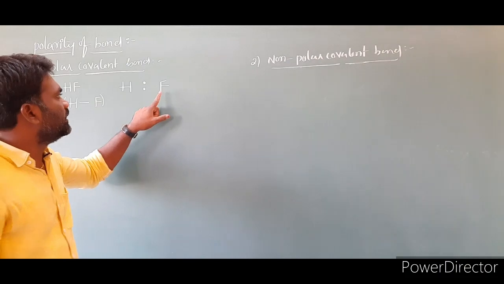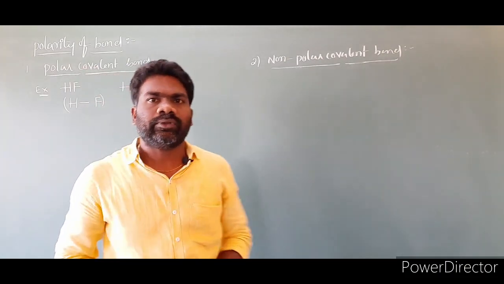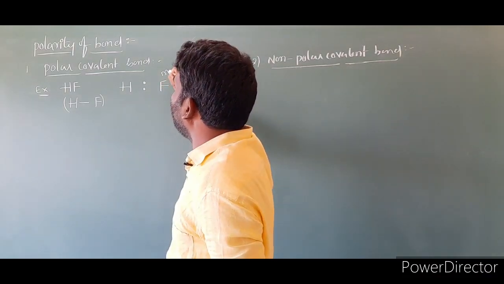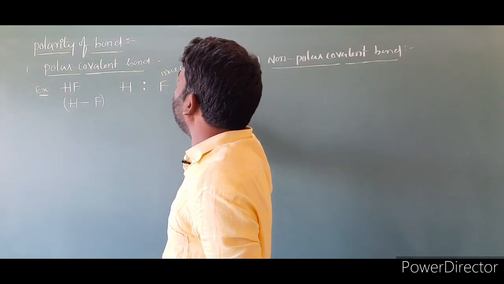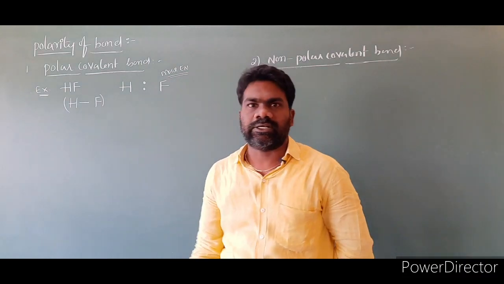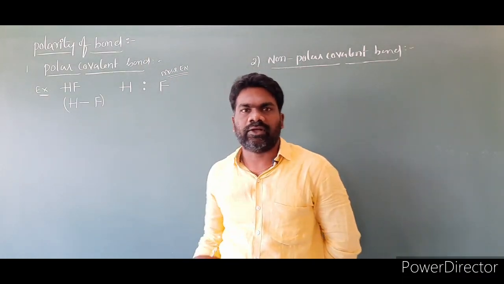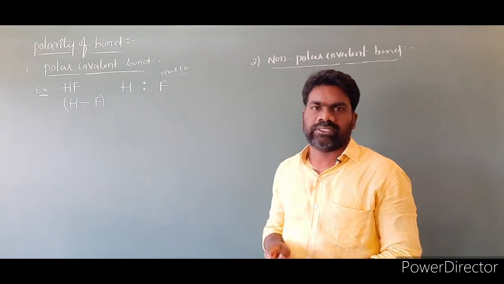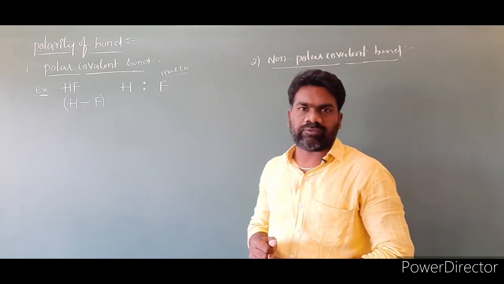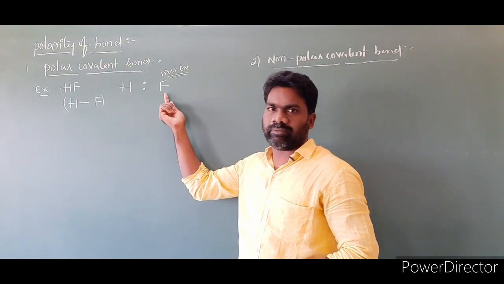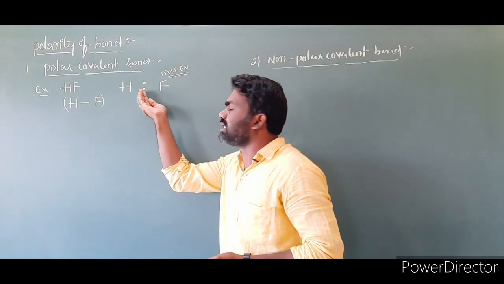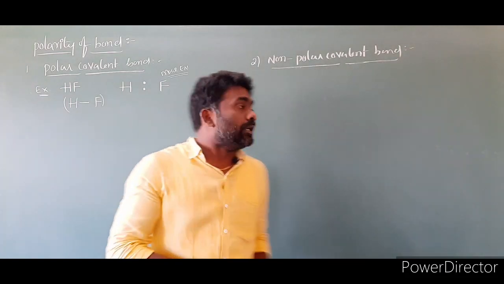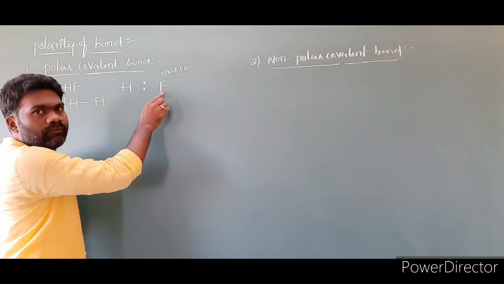Now the point is, fluorine is a more electronegative element when compared to hydrogen. Electronegativity means the tendency of an element to attract the shared pair of electrons towards its nucleus. We call that tendency electronegativity. So fluorine is the more electronegative element. As a result, the shared pair of electrons is strongly attracted towards the fluorine, and these electrons move towards the fluorine atom.